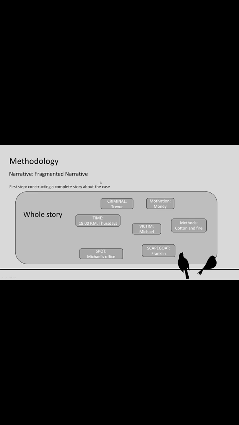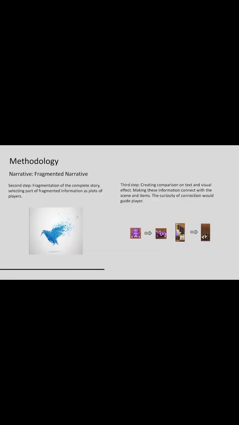So how can I construct it? First step, I have to construct a complete story about the case. I have to think of the whole story, even the details, like the criminal, the time, the spot, the victim, the motivation, the method, even the scapegoat, and many more things. And after this, I can continue to the next step.